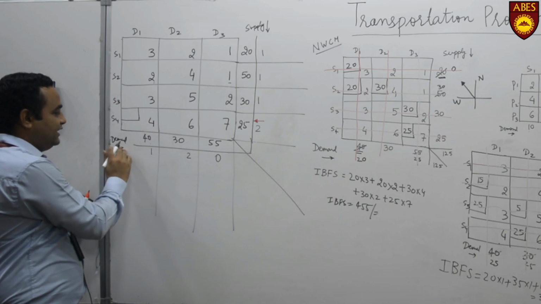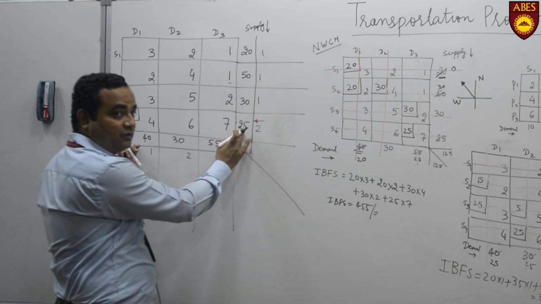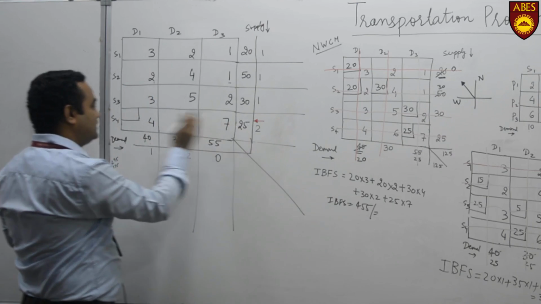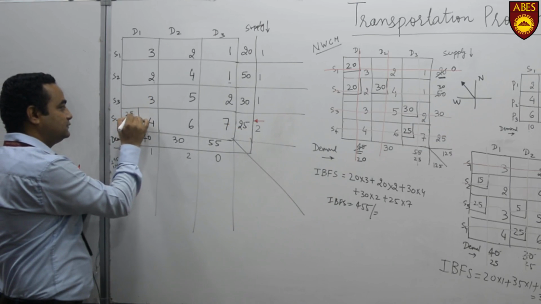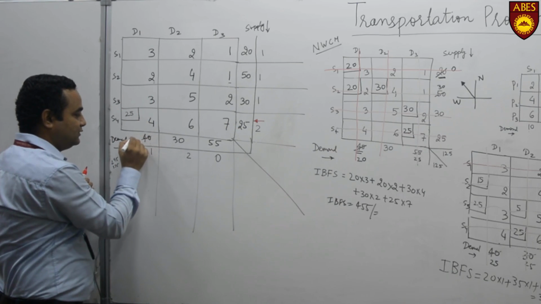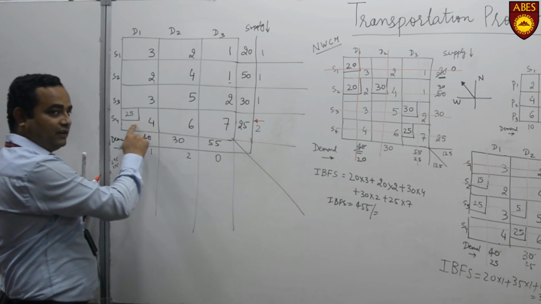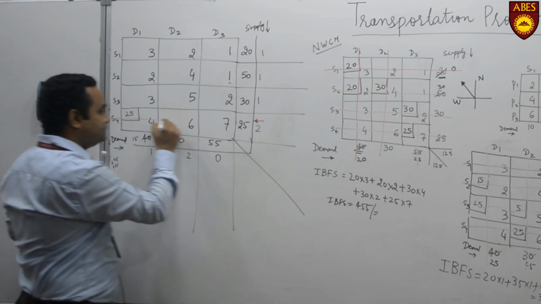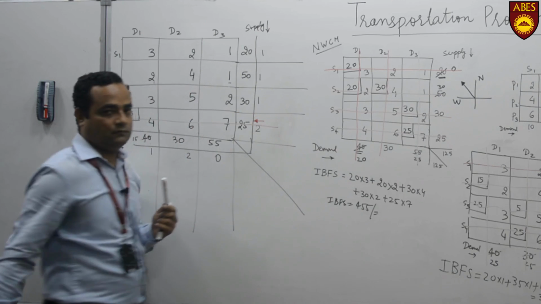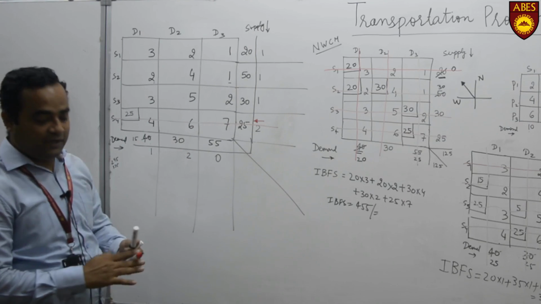This is 4. Again demand is 40, supply is 25. So we put the minimum value, that is 25, and the demand comes to 15. Once the supply is satisfied, then we cut this row. Then the same procedure we have to follow.